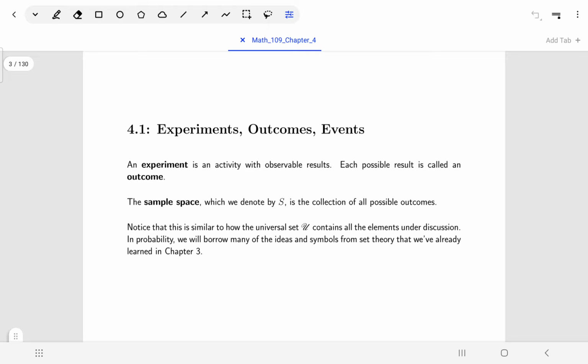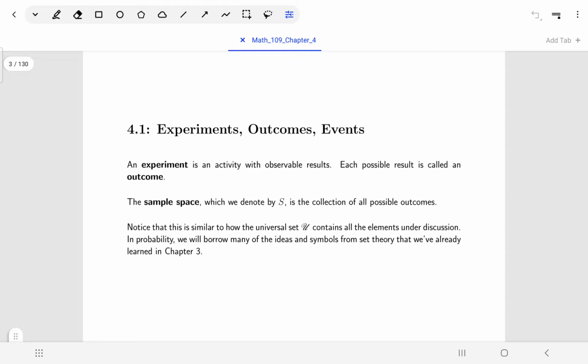And when I use the word experiment, I'm not using it in the sort of chemistry or physics sense. I'm thinking about an experiment as any kind of an activity where we observe something. The observation might be a number, it might not be a number. Anything that we observe counts as an outcome for that experiment.